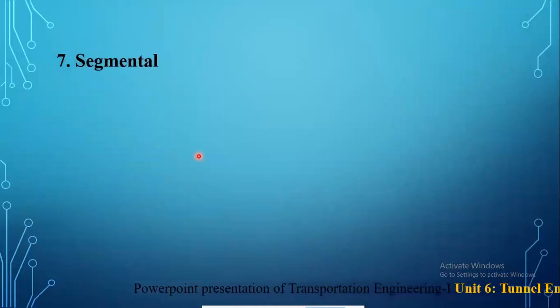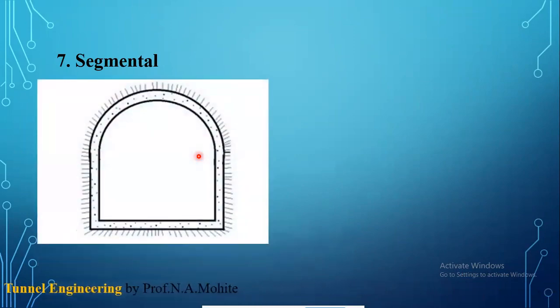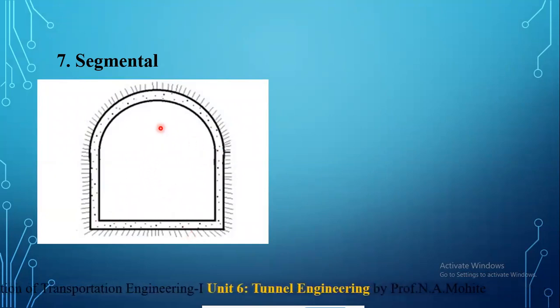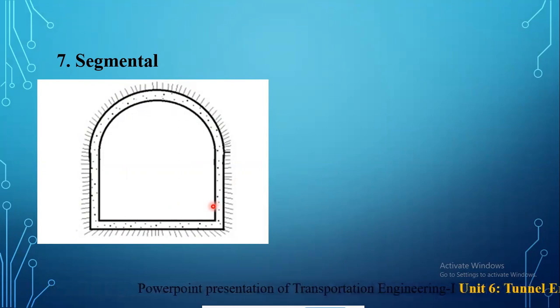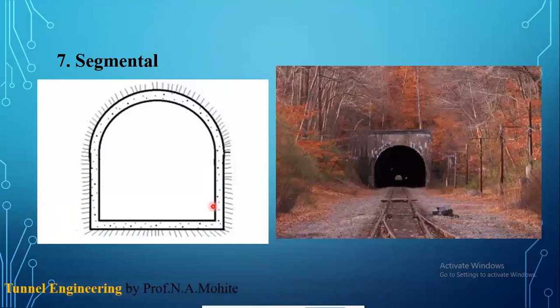Last type of shape of tunnel is nothing but segmental. Segmental tunnels are suitable for traffic tunnels. As you can see here, a flat surface is there, and it has been provided with an arch roof and straight sides. As I told you, these are generally used for subway or navigation tunnels. These are most suitable in the case of rock tunnels.